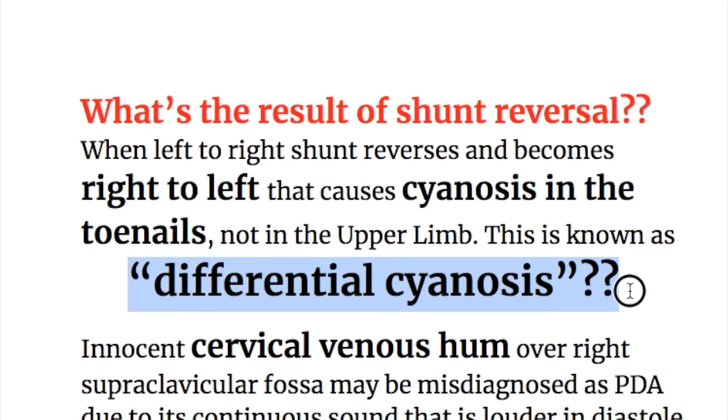And why does it occur? Because the connection between the pulmonary artery and the descending aorta is after the subclavian artery. So the deoxygenated blood goes to the lower limb, causing cyanosis in the toenails, not in the fingernails.